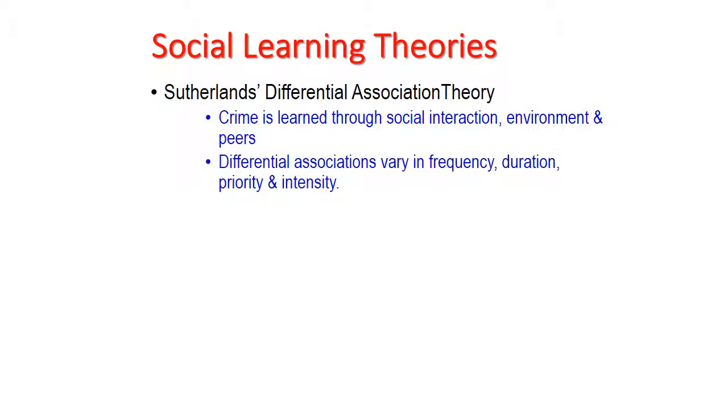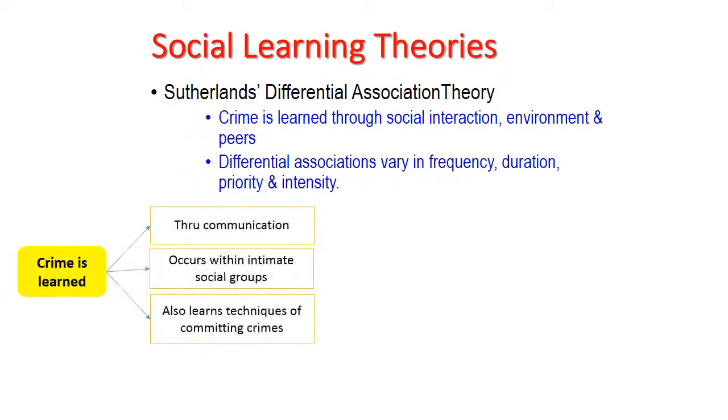He therefore proposes that in terms of the development of differential associations, there are two main points that we need to pay attention to. Firstly, that crime is learned behavior. That is, it is not something that somebody is born with. It's not that somebody has a genetic propensity to commit crime. Instead, it is learned through an interaction with other persons or a process of communication with others.